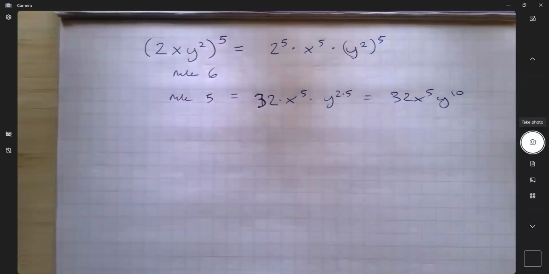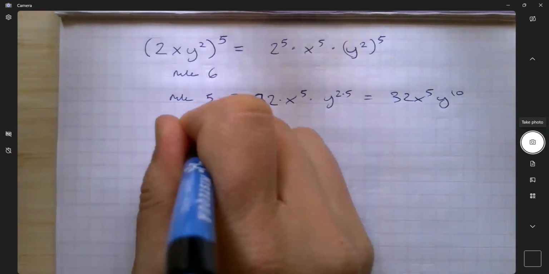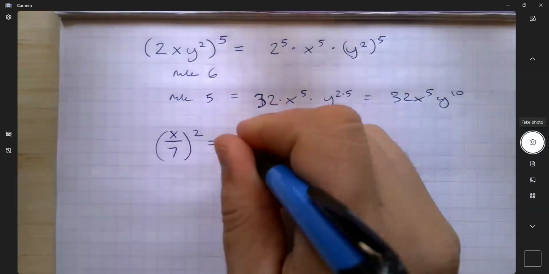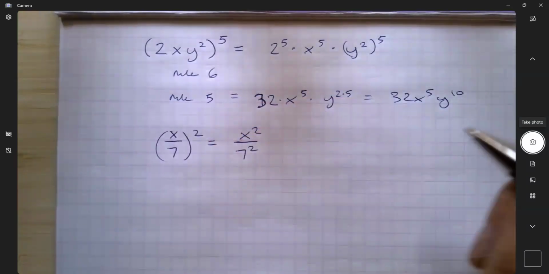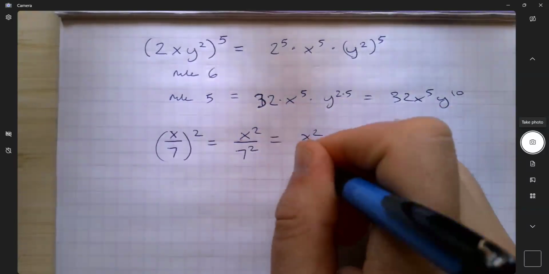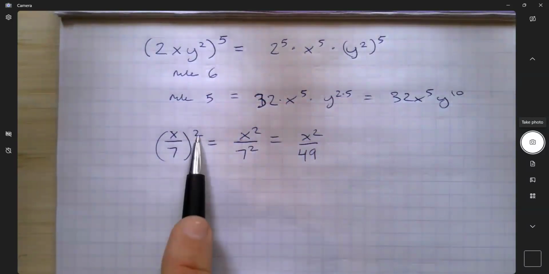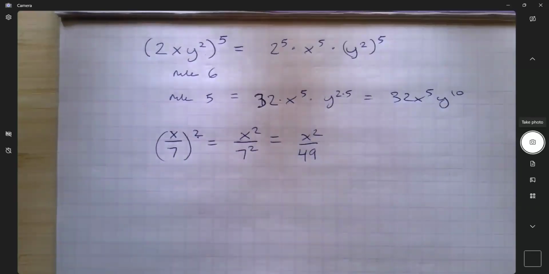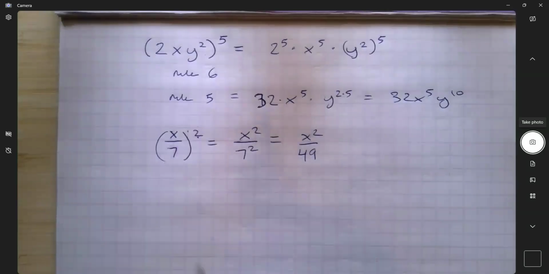Now let's look at x over 7, squared. So you can distribute the 2 onto both the numerator and the denominator. And we get x squared over 49. Rule 6 says you can distribute powers across multiplication and also across division. And you can explore why that is if you want. You can rewrite this in a way so it looks just like multiplication, and then it all works out.